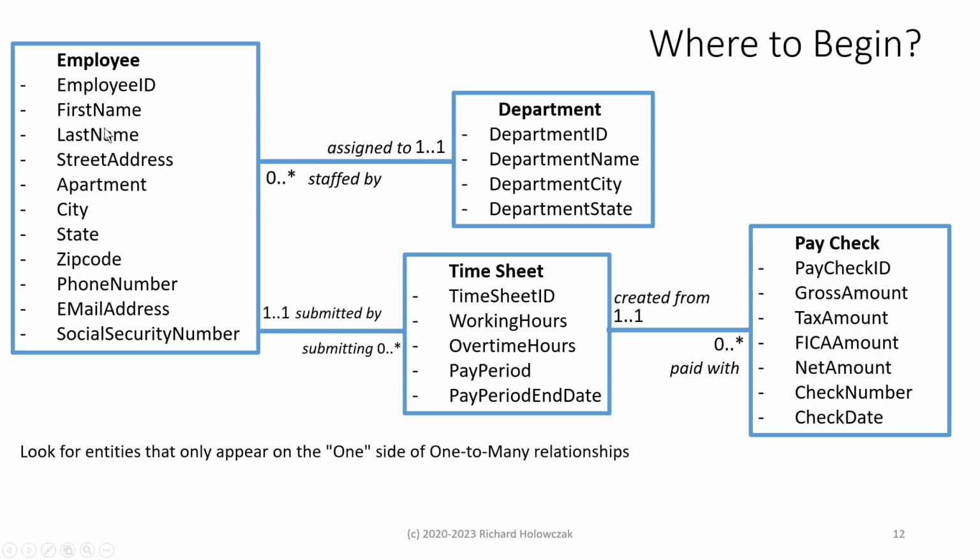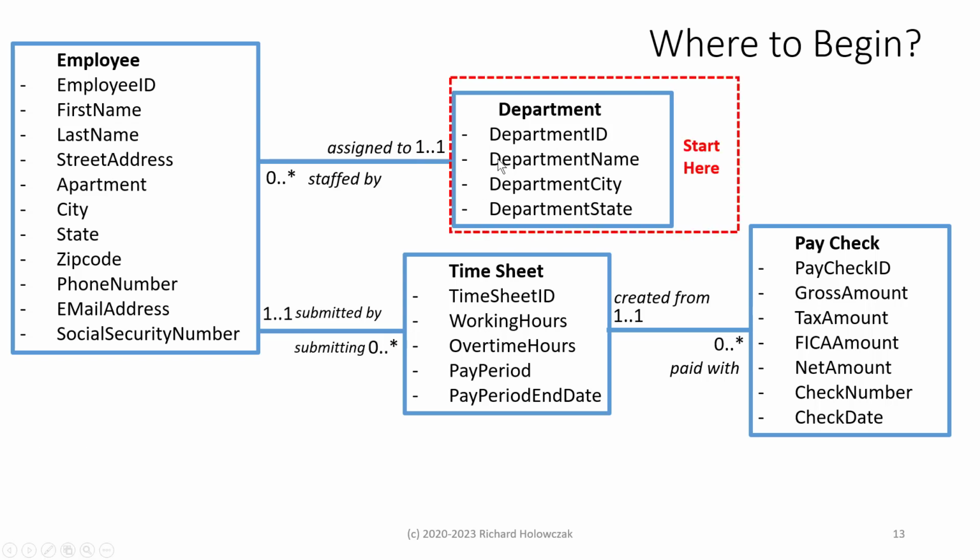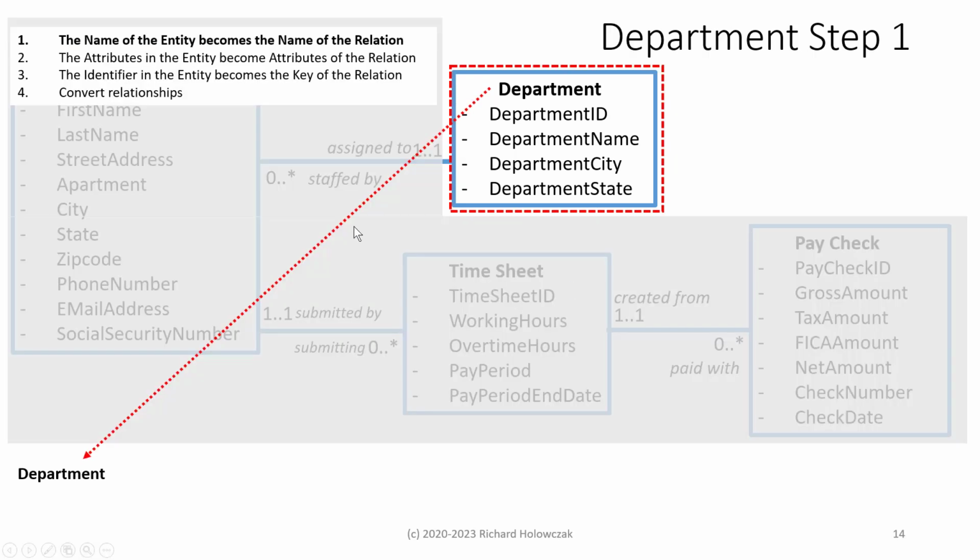So we wouldn't necessarily want to start with employee, timesheet, or paycheck. The best place to start here is with department. So we're going to start our conversion process with the department entity. I've tried to block off the rest of the model so we can just focus on one entity at a time. And so we've decided department is the place to start, and we'll follow our 4 steps.